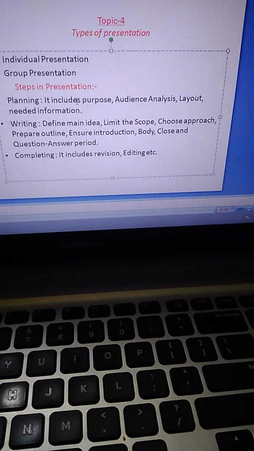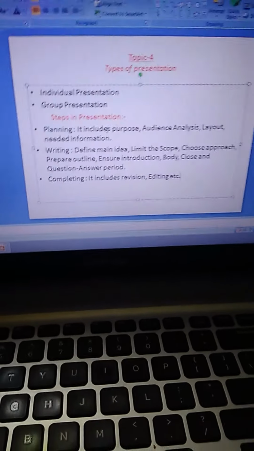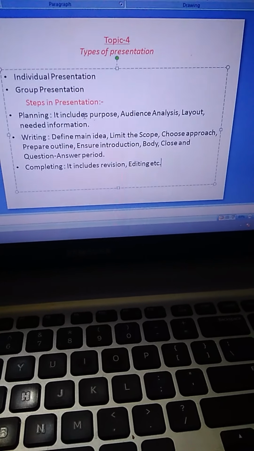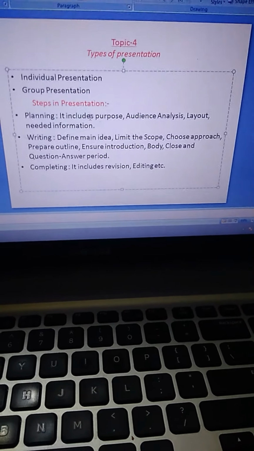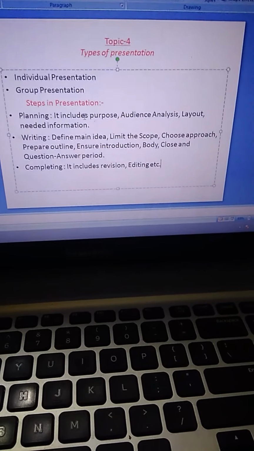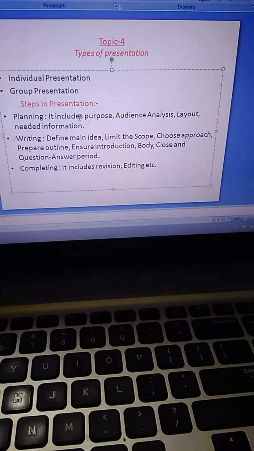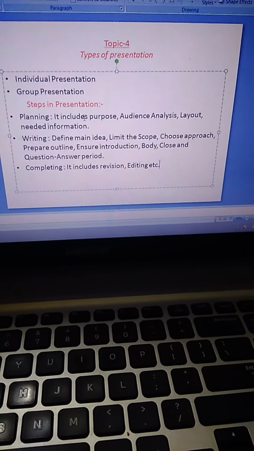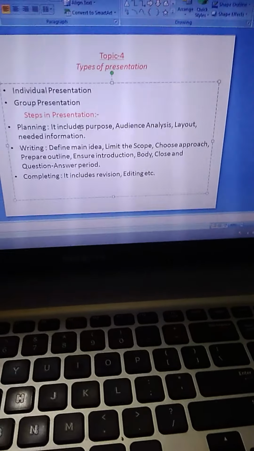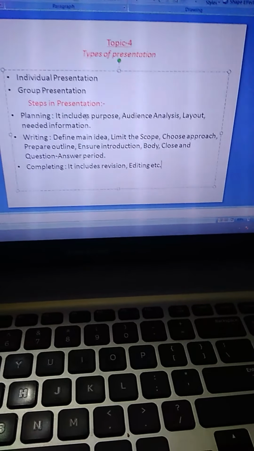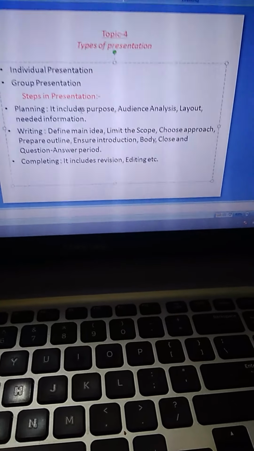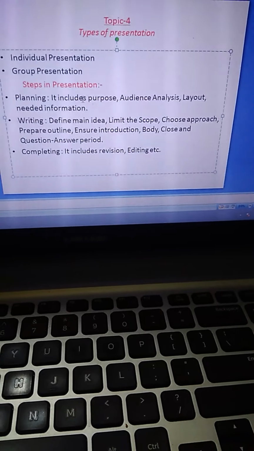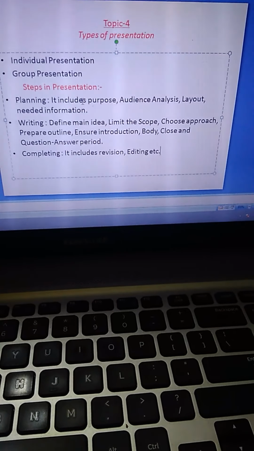First of all, we have already discussed that you have to consider the purpose of the presentation, the aim of your giving the presentation, which is very important. So when you are planning, you should try to find out the aim, the purpose of your presentation. Second is audience analysis. Which kind of audience will come to see you or listen to you? According to that you will prepare your presentation.